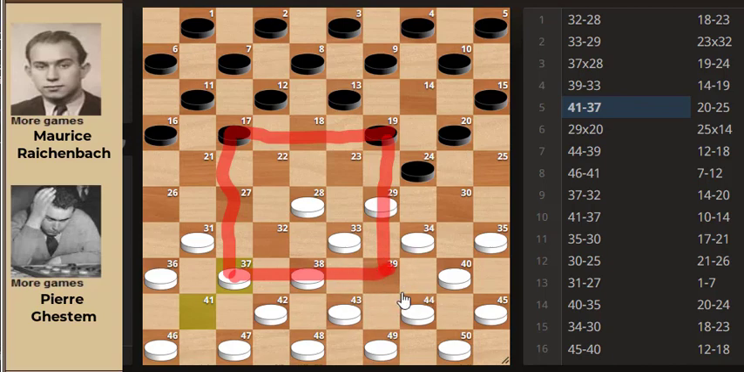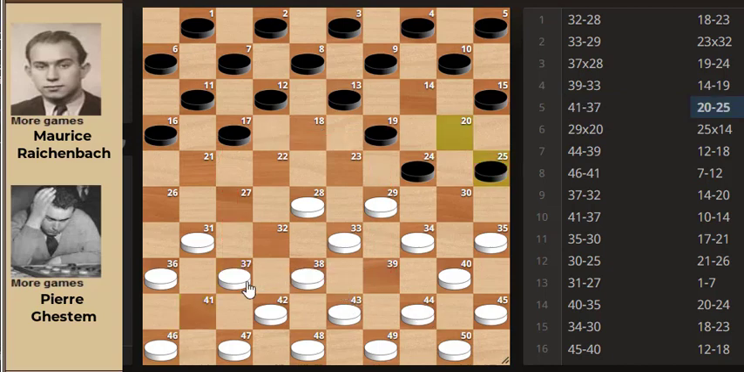As I said, with the square diagram, we surround the vertices of the square with our pieces. So you can take this vertex here, which is square at 39. So 44 can move to 39. Morris responded to the 41-37 move by playing 20-25.